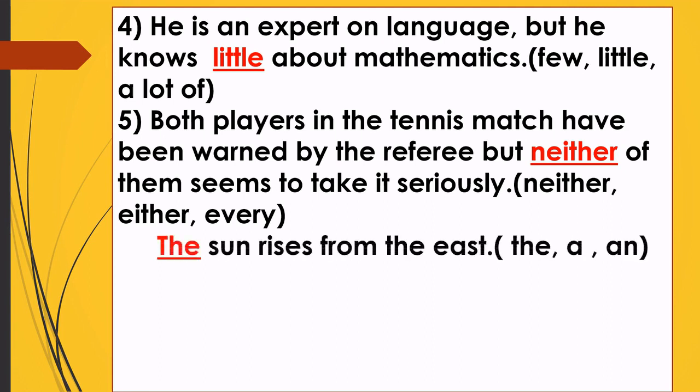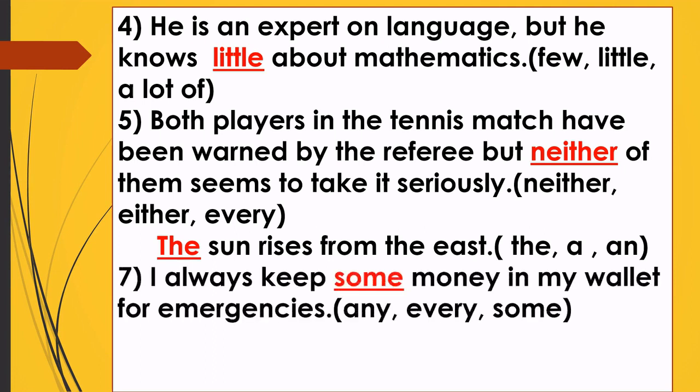Number 6, the sun rises from the east. Here, we have used the article the before sun because it is the name of a unique thing. Number 7, I always keep dash money in my wallet for emergencies. Here, the determiner some is used and some means not many. It is used with plural uncountable nouns and money is here a plural uncountable noun.